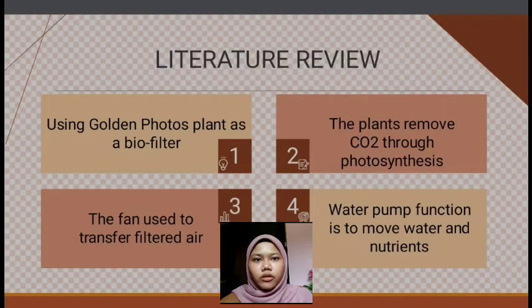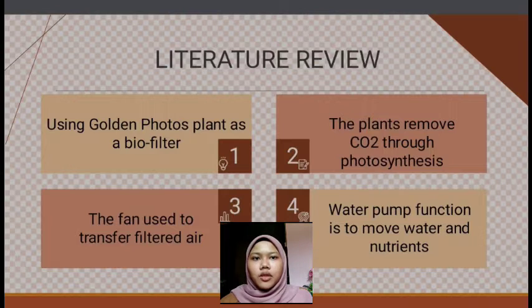Many research works have confirmed that plants remove carbon dioxide through photosynthesis. Recent technology advancements have led to the development of active botanical biofilters, or functional green walls, which are becoming increasingly efficient. The fan is used to transfer filtered air to the environment.